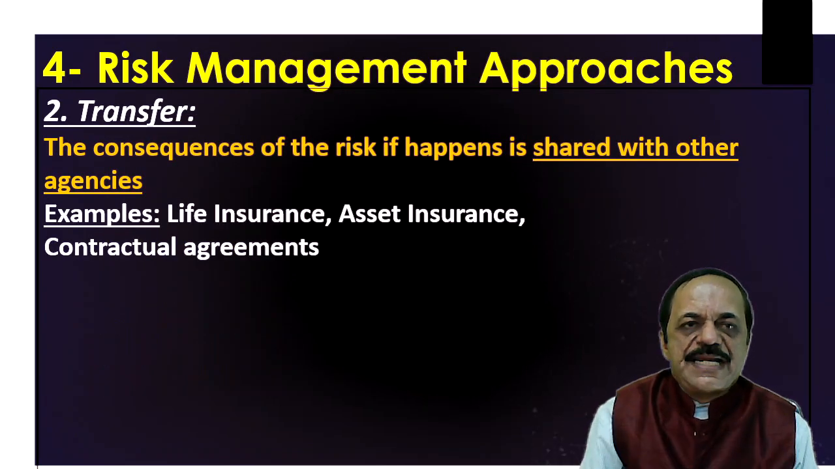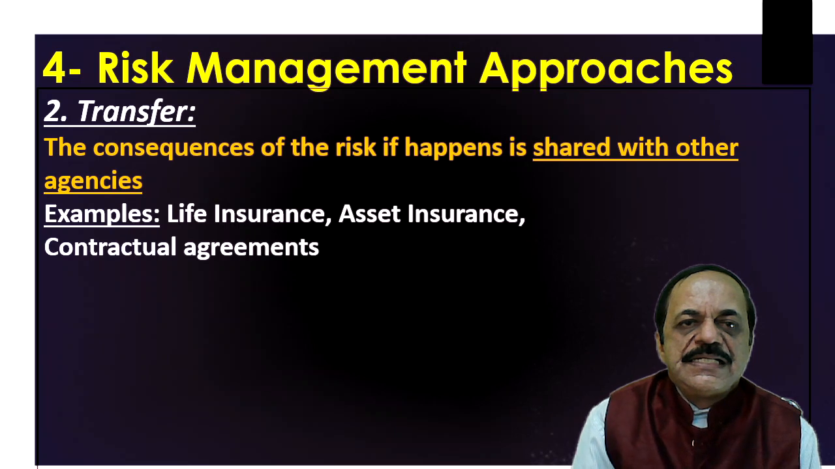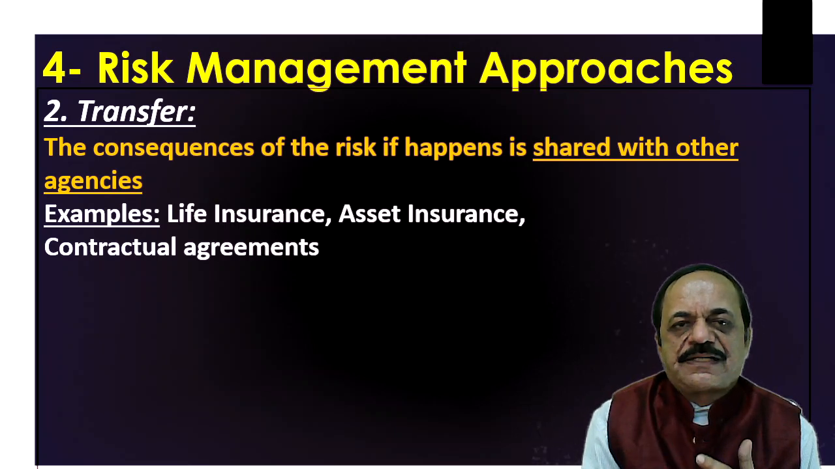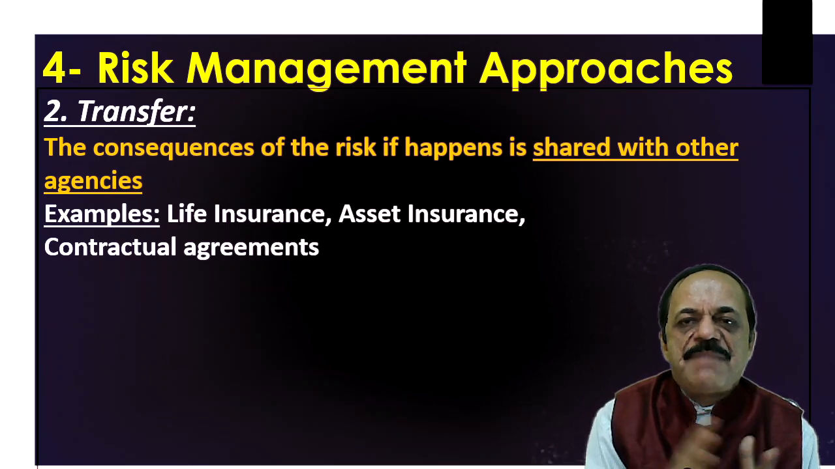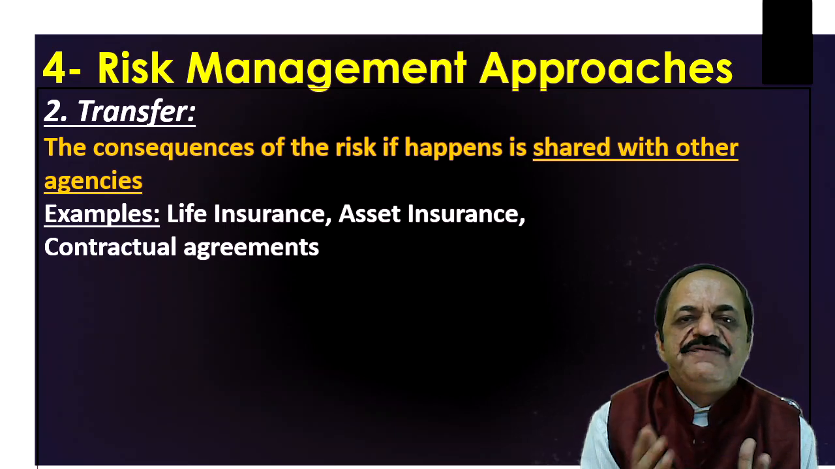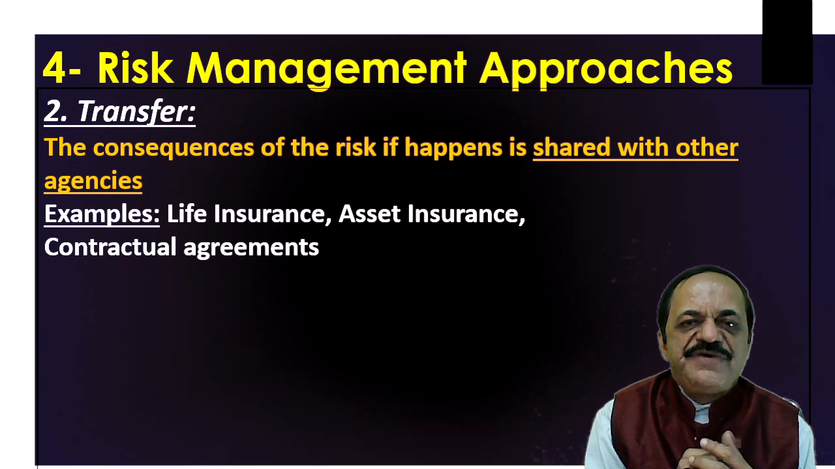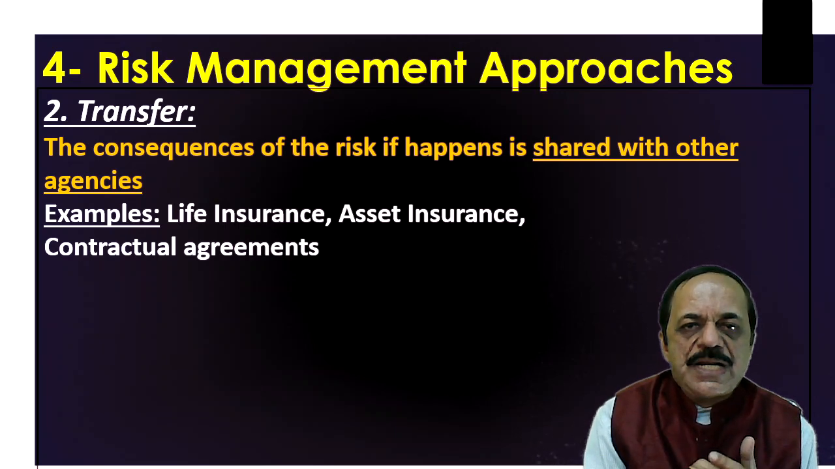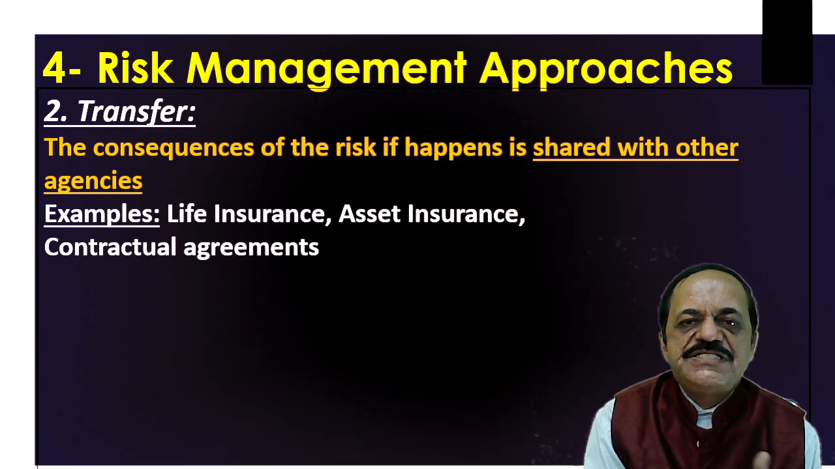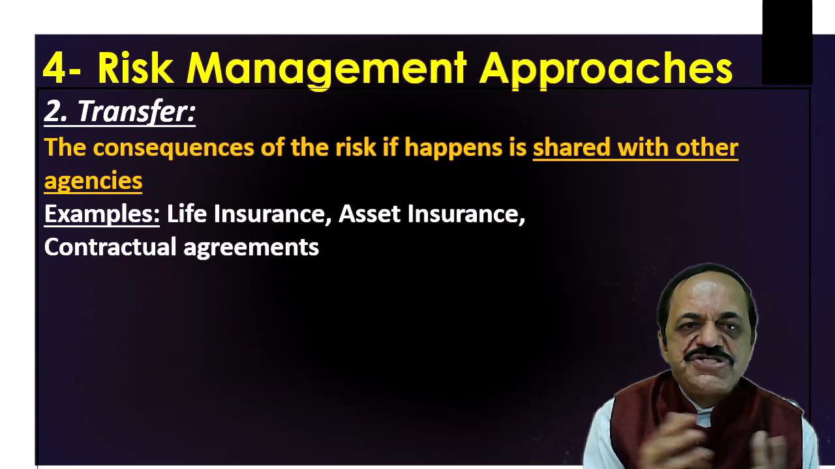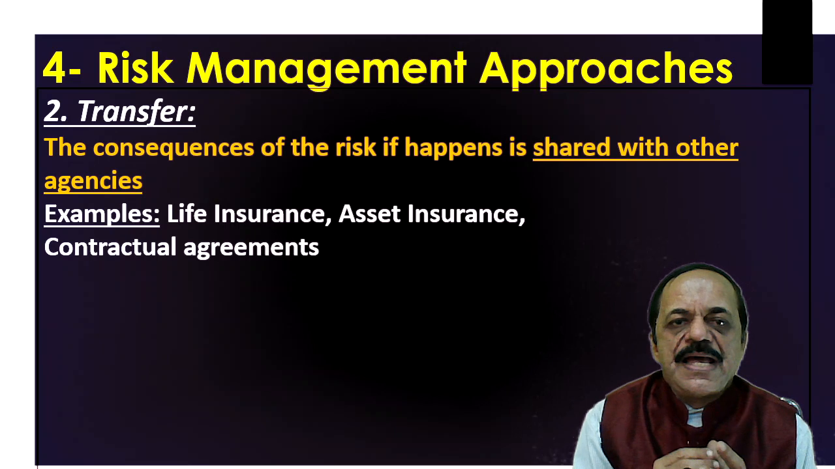Now I'll come to the second approach, transfer. Here, the consequence of the risk, if it happens, is shared with multiple agencies. The damage of the risk is shared with different agencies. For example, life insurance. If the insured dies, after his life, a lump sum is paid by the insurance agency to the family. Now the damage is shared. So also asset insurance is another example.